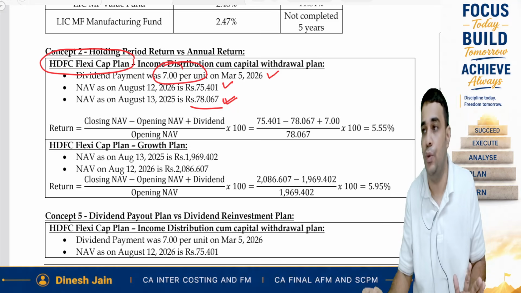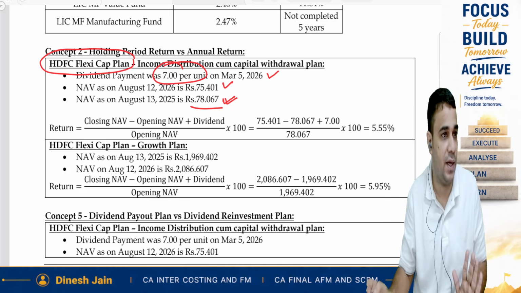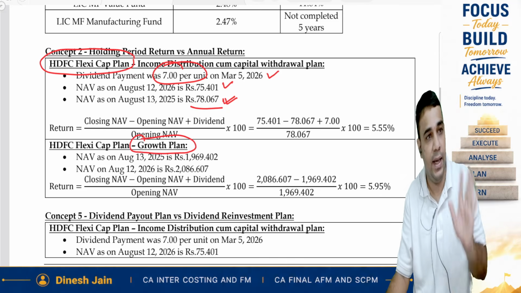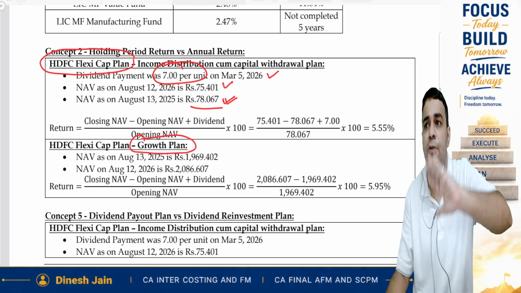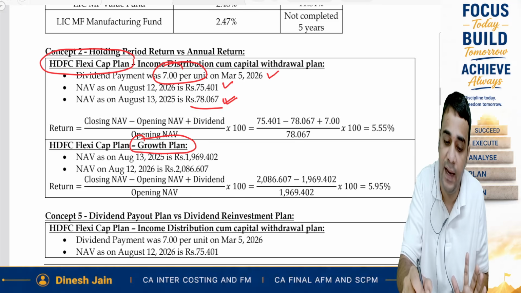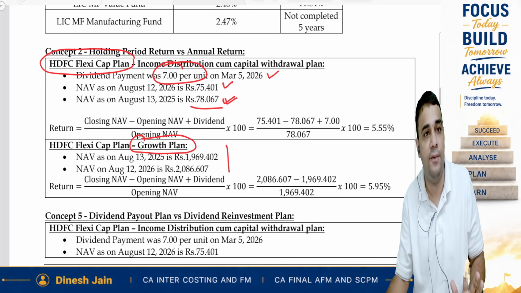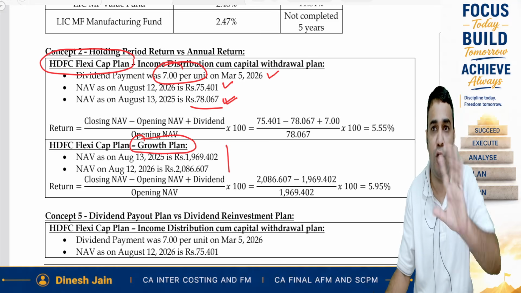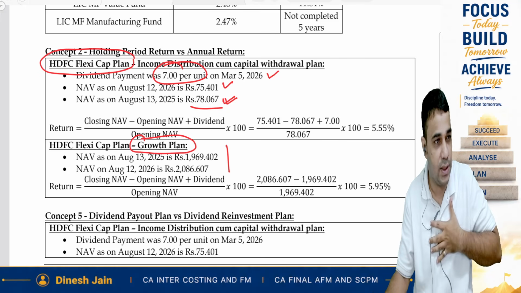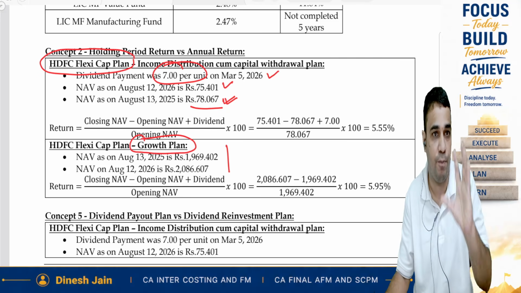7 per unit. Same HDFC Flexi Cap has another plan called growth plan. The same HDFC Flexi gives multiple options. Here dividend is not paid, but their NAV is different. The NAV of the plans are different. Don't worry about the calculation part of it. I don't want you to do any calculation. We are going to do the calculation in 2-3 minutes when we solve a problem.